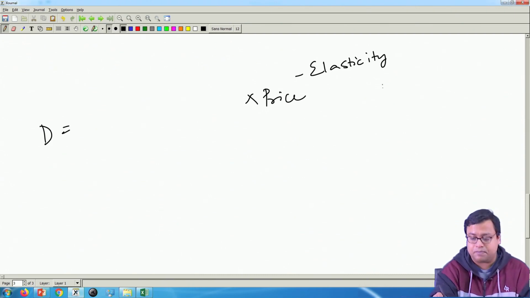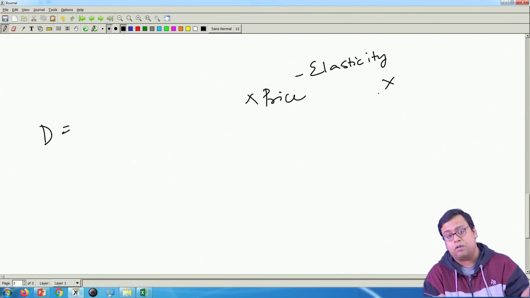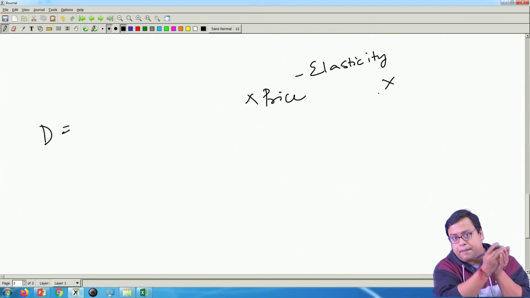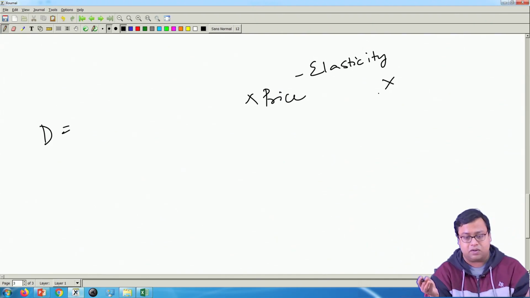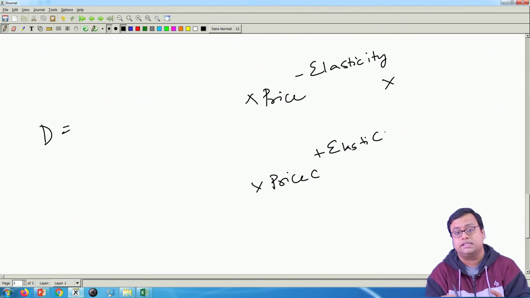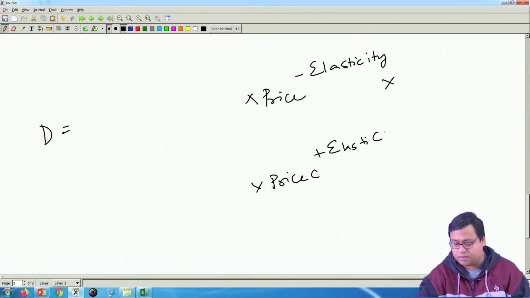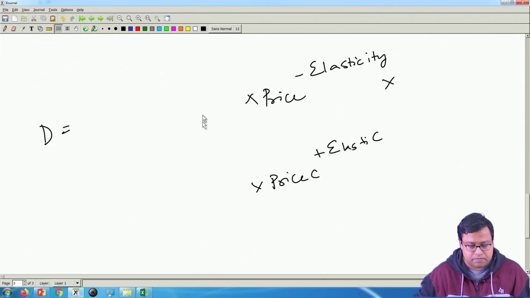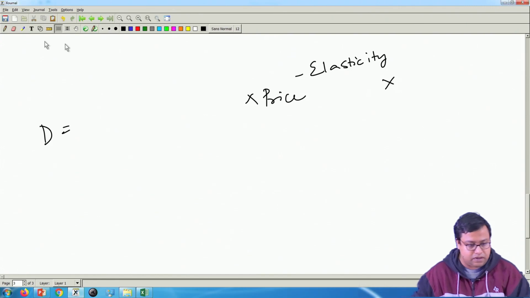If it is somebody else's price, your competitor's price, where the price increases and your demand goes up, then that would have been competitor price to the power plus elasticity of competition. This is called cross elasticity, the elasticity of somebody else's price on your demand, which is a positive effect, but I am not taking into account that part right now. So, I will probably delete that part. This is what I have.